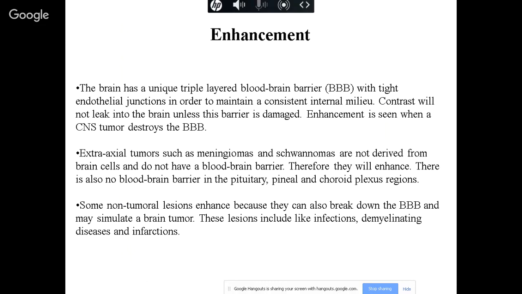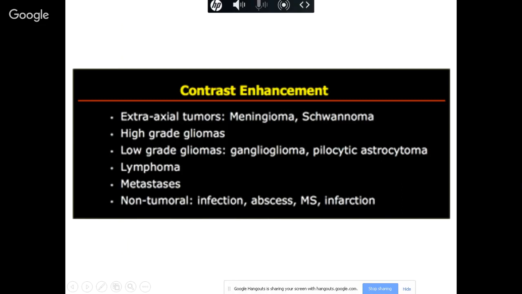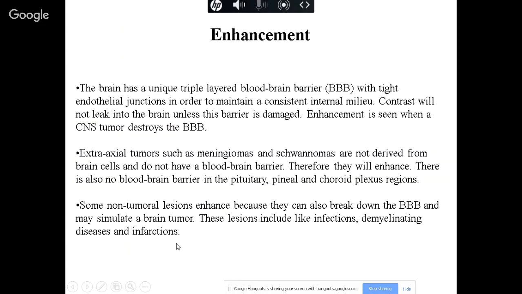Okay, so enhancement. All the tumors we work up for enhancement. Remember, enhancement has two components. One is the breakdown of the blood-brain barrier. The other is intravascular. So that's the way we look at it. Am I right? For the tumor, it is mainly the breakdown of the blood-brain barrier. Remember, extra-axial tumors, meningioma, schwannoma, do not have the blood-brain barrier. Extra-axial, so that's why they always enhance. But in the intra-axial, if the blood-brain barrier breaks down, you enhance. But remember, infection, demyelinating disease, they also enhance. Am I right? So the question is, infection, when do they enhance? When? Infection.